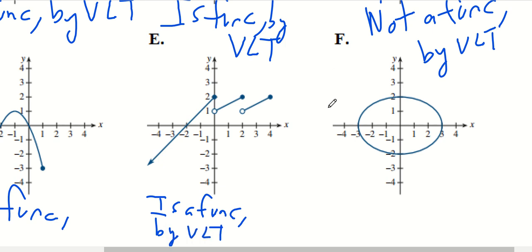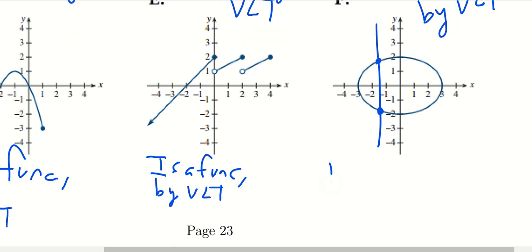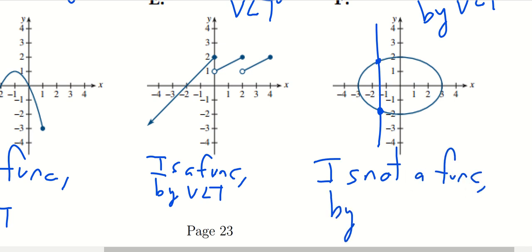The last graph we have is that of an ellipse, a very nice geometric looking object, but clearly this will fail the vertical line test. Here's a vertical line that intersects the graph in more than one spot, so this is not a function. Okay, it is not a function by the VLT.